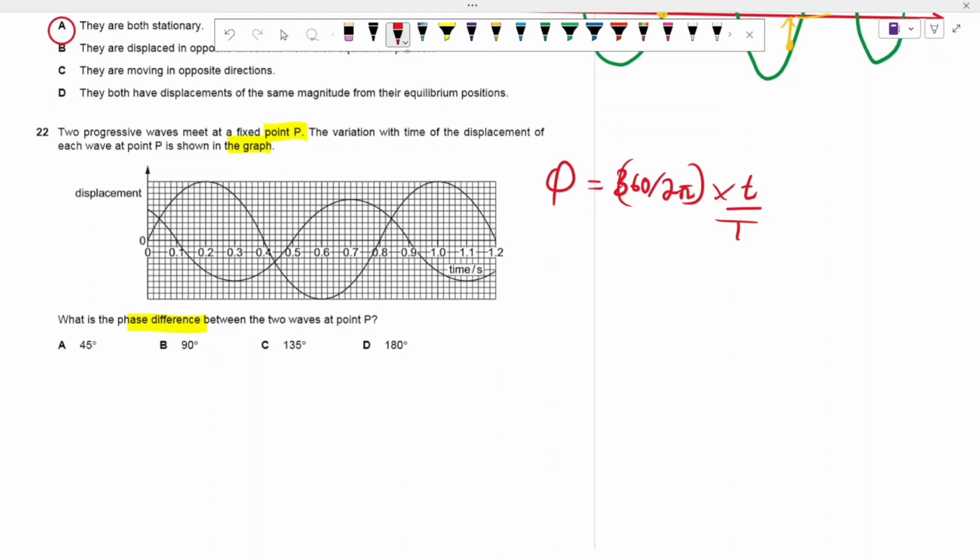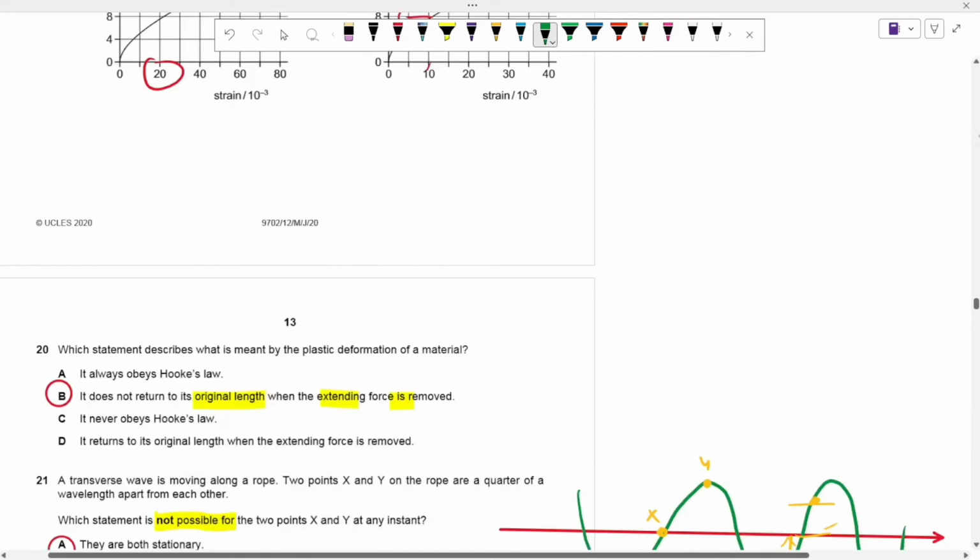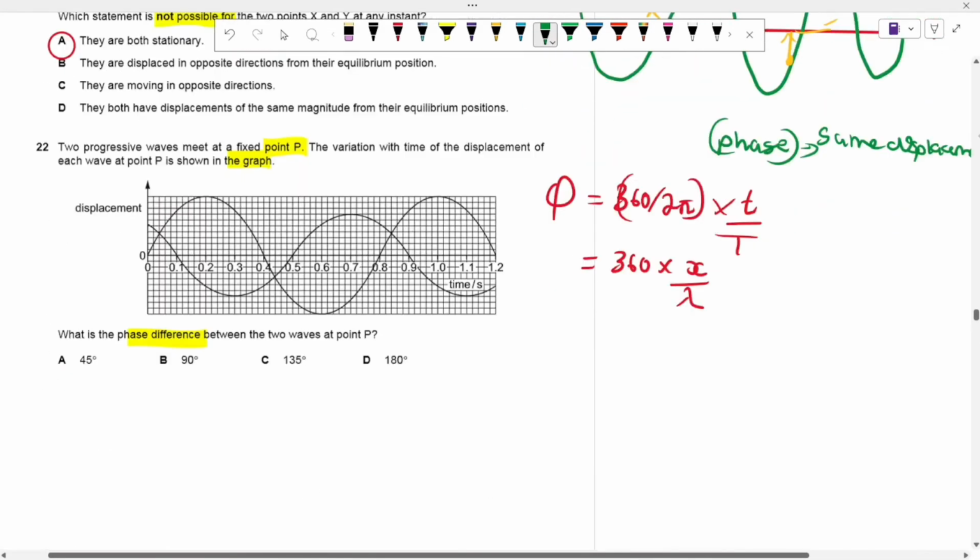This is the time, or it can also be calculated by saying 360 degrees or 2 pi times x divided by the wavelength. What you're doing is taking the time difference, or the actual distance difference, between points that are in phase. What does this mean? It means that they have the same displacement at the same time. Get that, guys? If things have the same displacement at the same time, they're in phase.